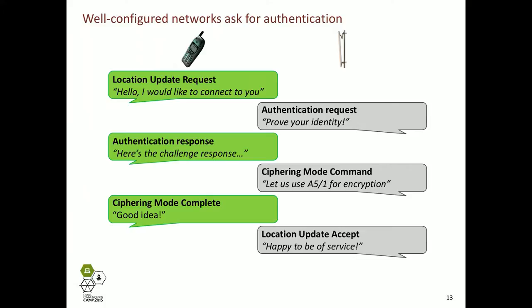So the mobile phone authenticates. There is a challenge response procedure there that is based on the IMSI, on the keys that are in the SIM, and by that time the network knows, okay, this is a legitimate user. And in an even better configured network, you would then have the ciphering mode command so that all transactions are encrypted and everything is fine. And then the location update is accepted.